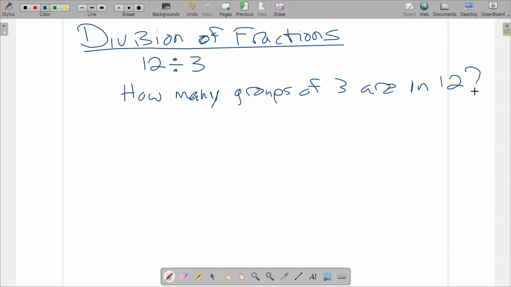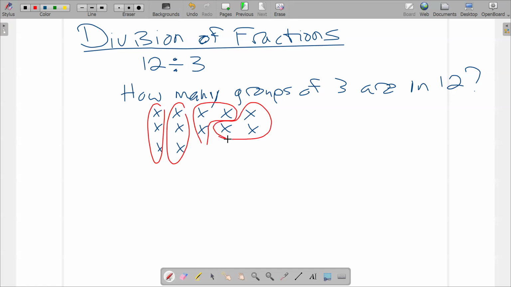So to do this, I would have to show 12 things. 1, 2, 3, 4, 5, 6, 7, 8, 9, 10, 11, 12. And then in there, I'd have to look for groups of 3. Oh, there's a group of 3, and there's a group of 3, and there's a group of 3, and there's a group of 3. So I can see there are 4 groups of 3. So that makes 4 my answer. So we're going to apply that same idea to fractions.